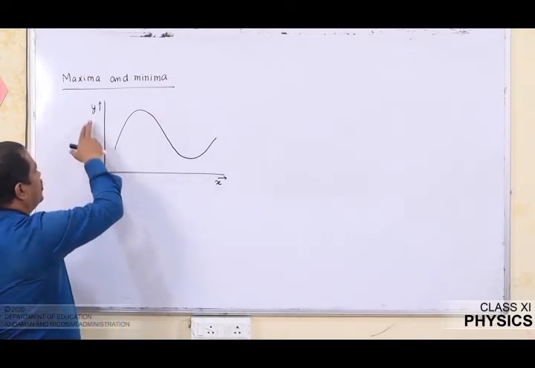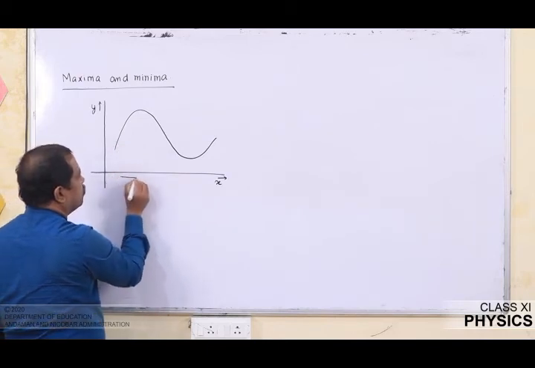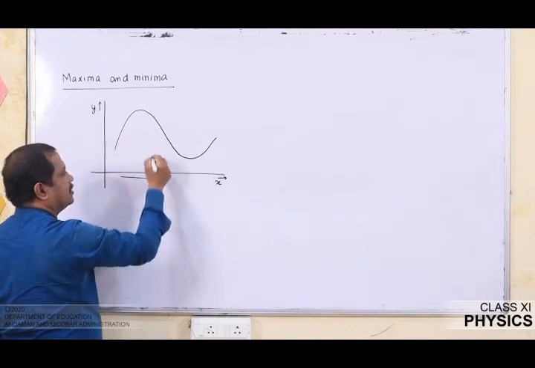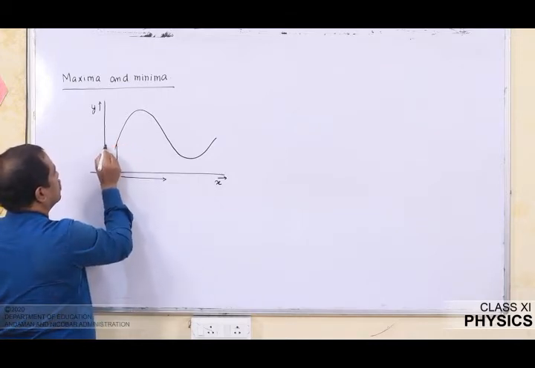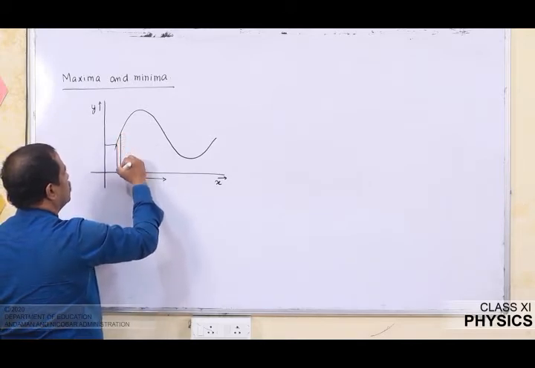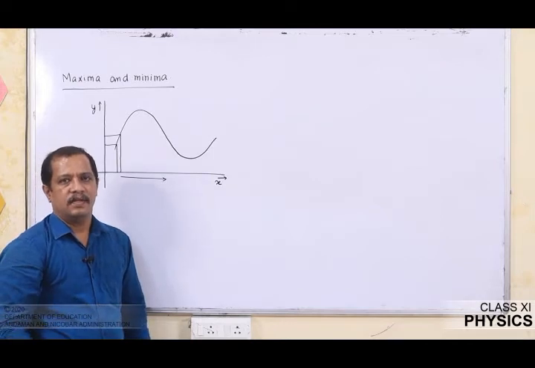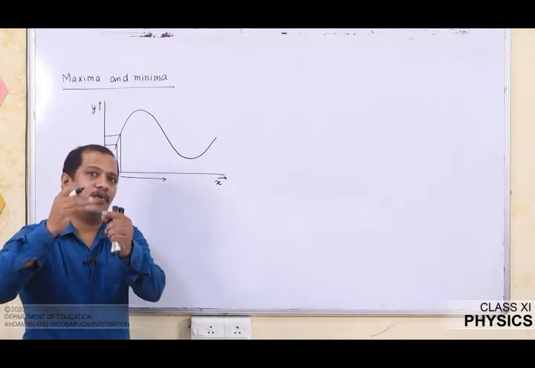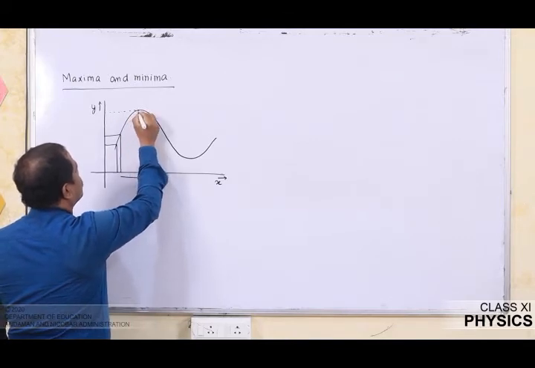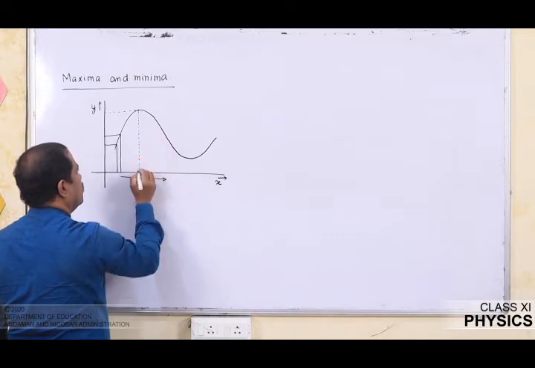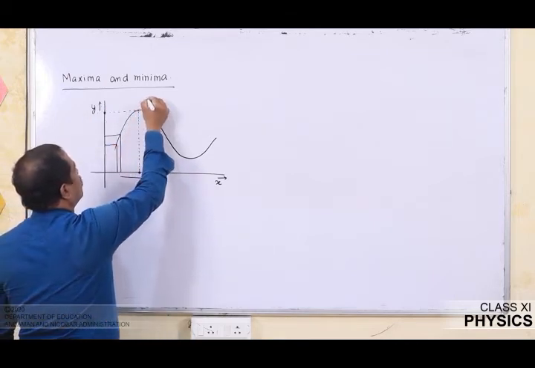See dear students, I have plotted the graph y as a function of x. When I look at the graph, I see that the value of x is increasing when I move in this direction. As the value of x changes, the value of y is different for different values of x. Now the question is, at what value of x is the value of y maximum? I see that the value of y is maximum at this point, and the corresponding value of x is this. So at this particular value of x, the value of y is maximum, and therefore this point we call the maxima.